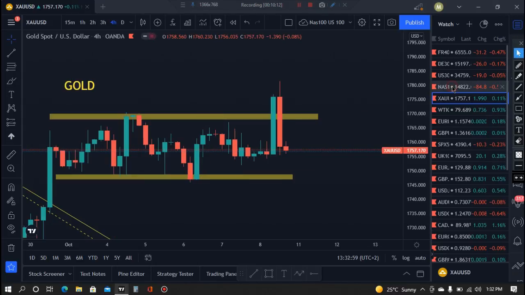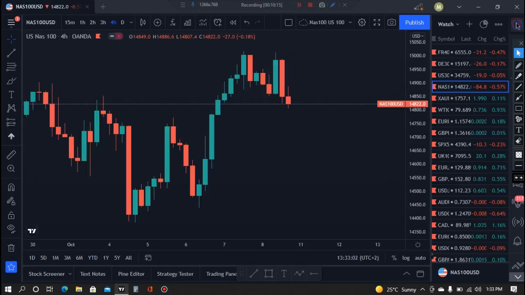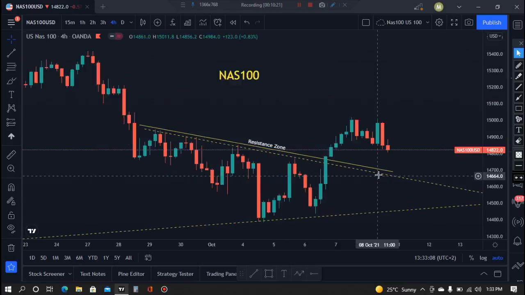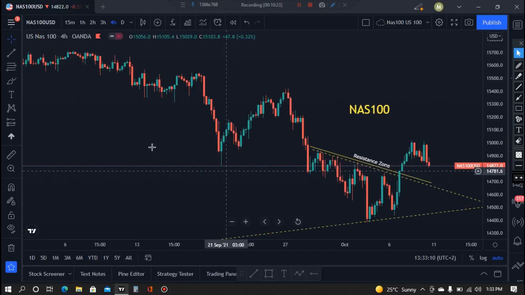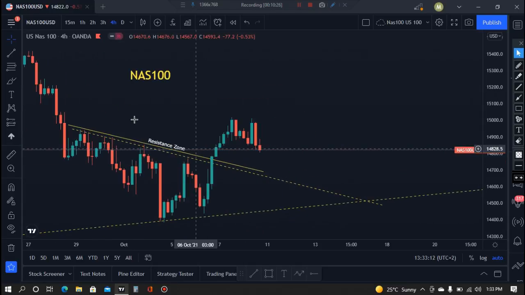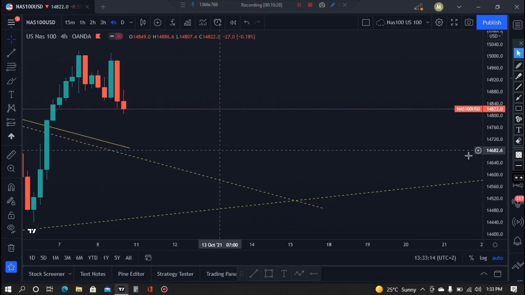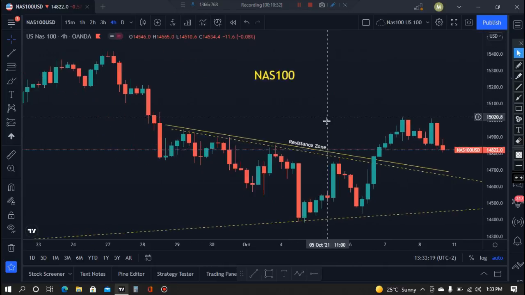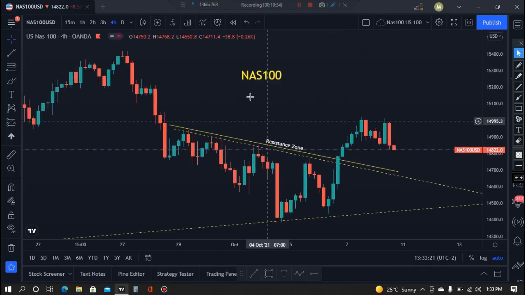You see? So let's go straight to NASDAQ 100. NASDAQ 100 also had something very nice, guys. Something very nice where the market had this. Let me just show you this. Yeah, I hope maybe you see this.